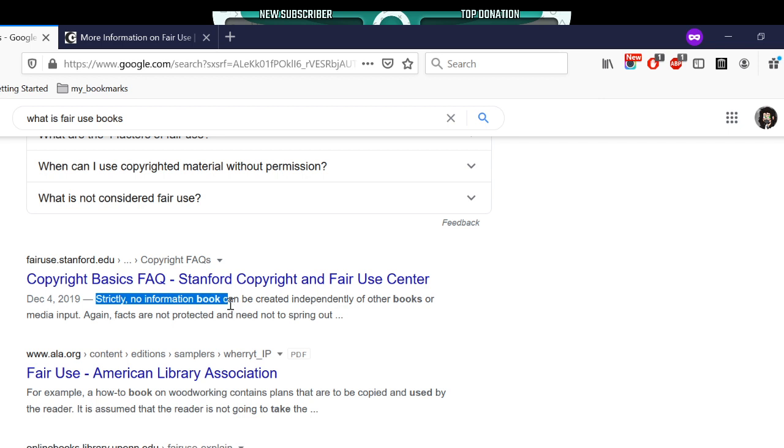Okay, what is the little description? Strictly no information book can be created independently of other books or media input. Okay, I don't know what that means. That's not what I'm looking for.